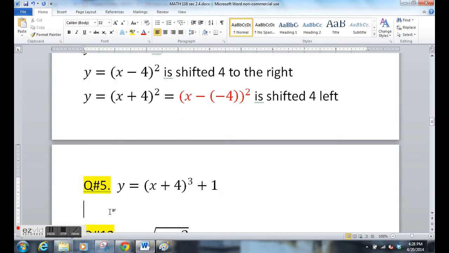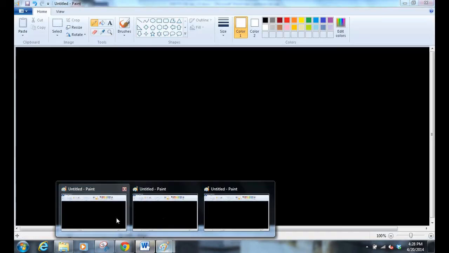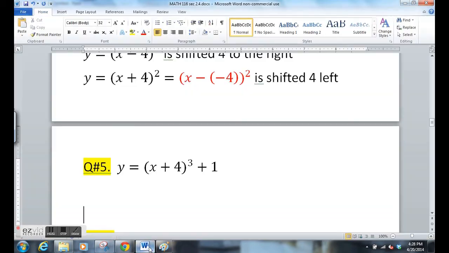Here's an example. This is question number 5. We have (x plus 4) cubed plus 1. Obviously I could just type it into the graphing calculator, but suppose you don't have this. Here we have this question: (x plus 4) cubed plus 1. Let me make sure I had that correct.